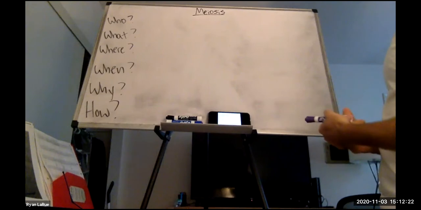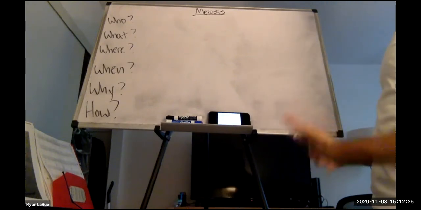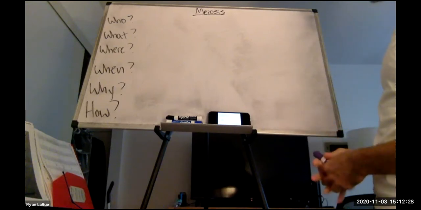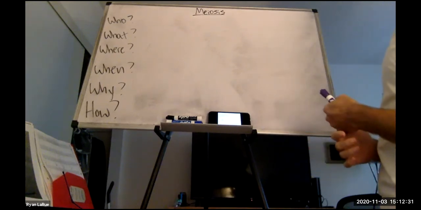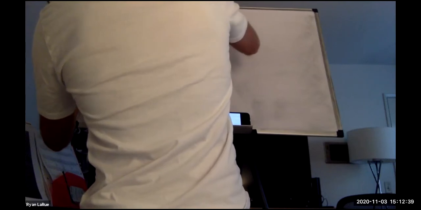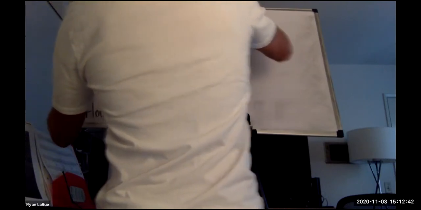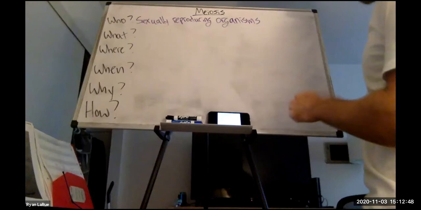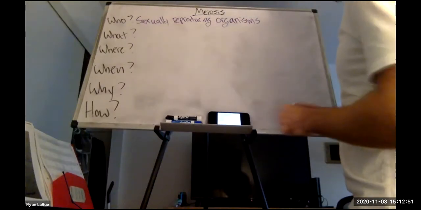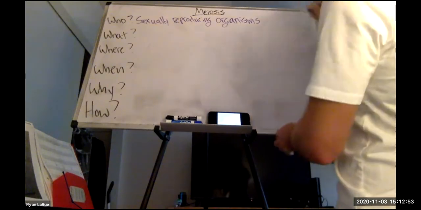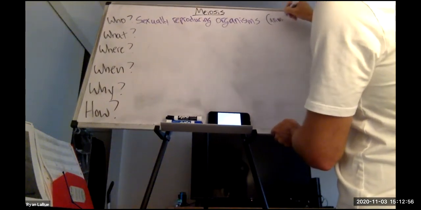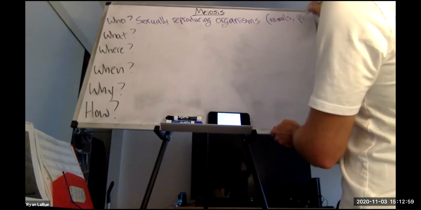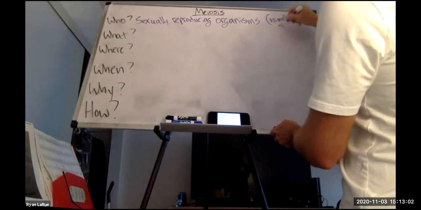So who would be doing meiosis? What life on this planet, what organisms do meiosis? Sexually reproducing organisms. And this includes us, animals, plus all other animals, plants, and some fungi.